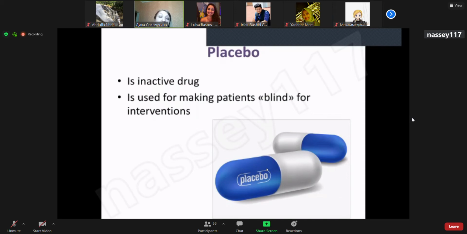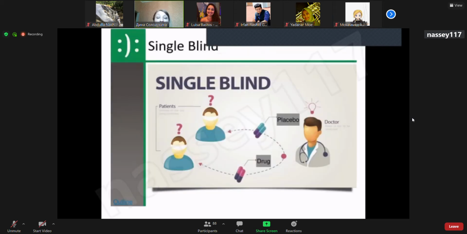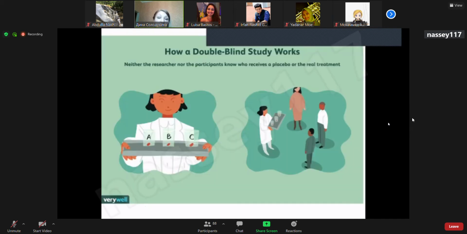So a single blind study is the one where patients are blind for the intervention they receive. In other words, a patient can receive a drug or receive a placebo. They don't know which one they take. If we talk about a double-blind study, it means that a doctor is also blind for interventions which are received by patients. And we say neither the researcher nor the participants know who receives a placebo or the real treatment.